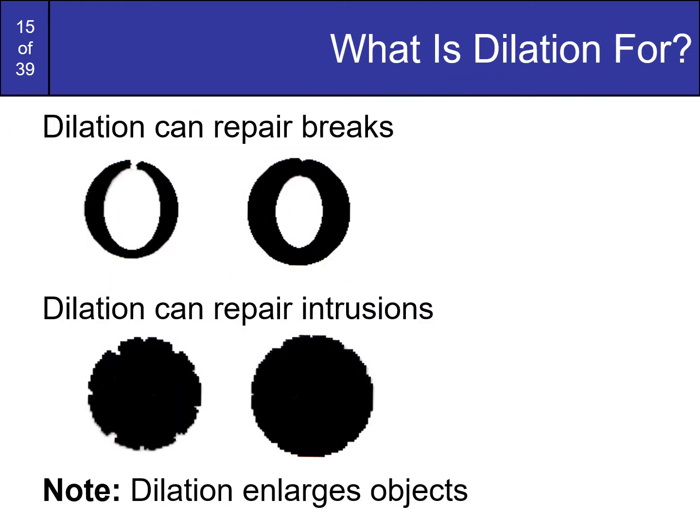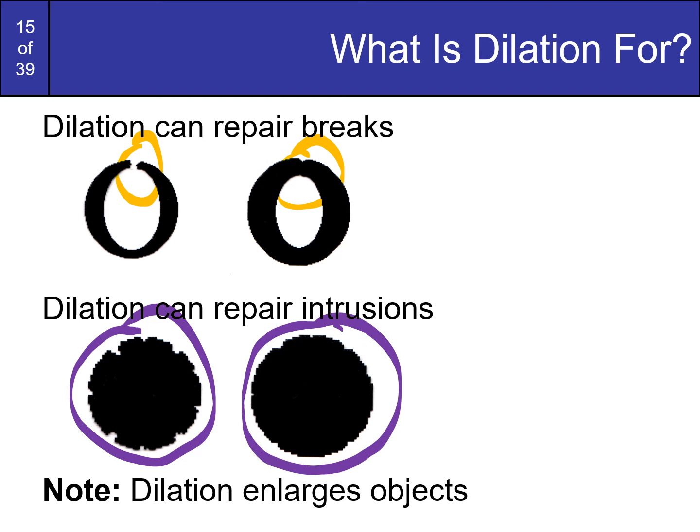And what is dilation for? Dilation can repair breaks. If you have a break like this, after dilation the break is gone and the object is joined together. Dilation can also repair intrusions. If you initially have something like this, an intrusion, like a hole which is not very smooth, after dilation we have a much smoother circle. So dilation enlarges objects.